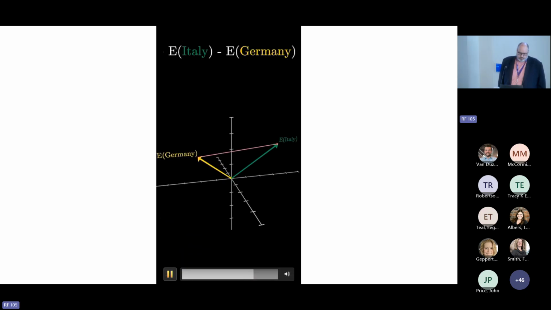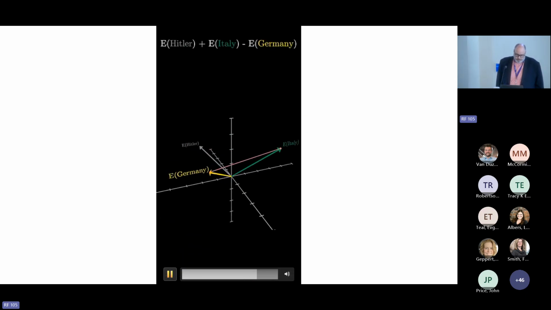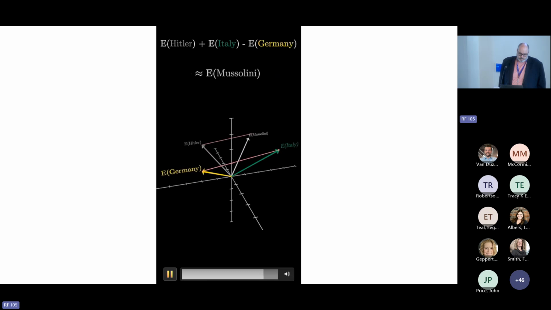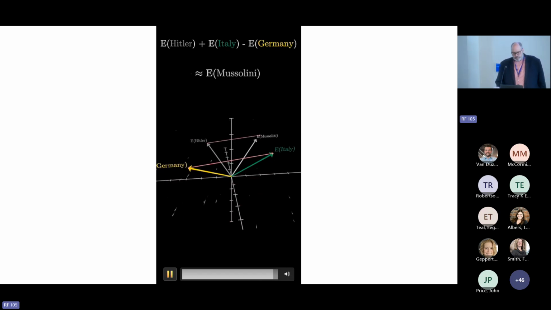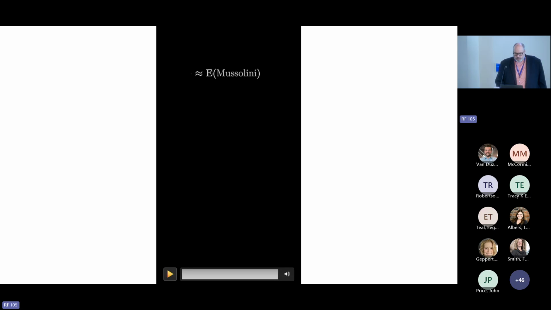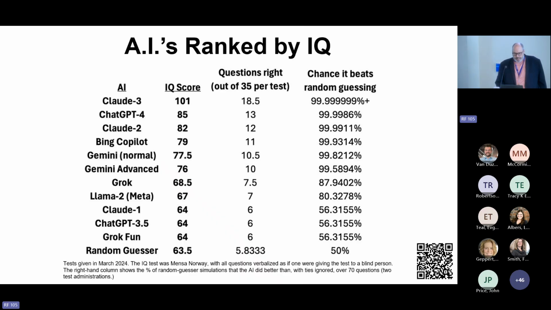If you take the embedding of Italy minus Germany, and you add it to the embedding of Hitler, you get something very close to the embedding of Mussolini. It's as if the model learned to associate some directions in this high-dimensional space with Italianness, and others with World War II Axis leaders. So that is intended to give you just an intuition about what AI is doing.